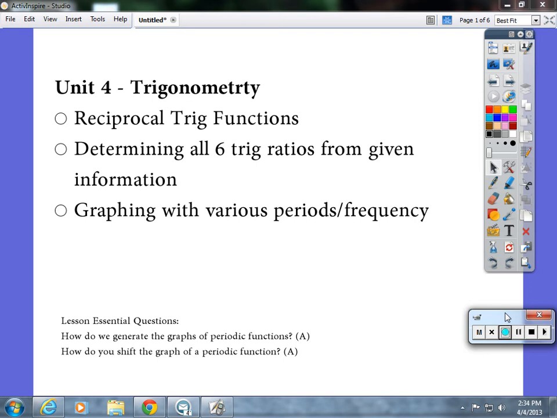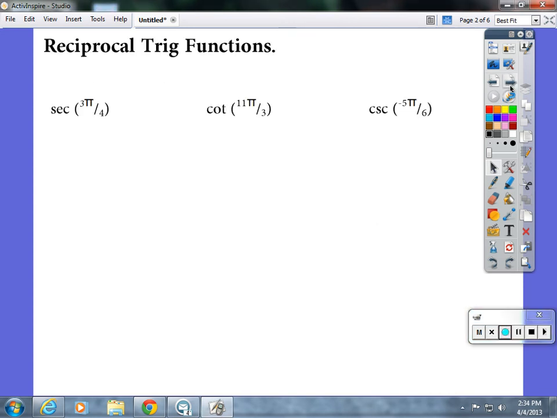We're going to do a couple problems where we try to determine or define all 6 trig ratios from some given information. And last, we're going to graph with various periods and frequencies. So starting out here, looking at our reciprocal trig functions, we have secant of 3 pi over 4. And this still begins on the unit circle. Goes back to knowing your unit circle and how well you know your unit circle.